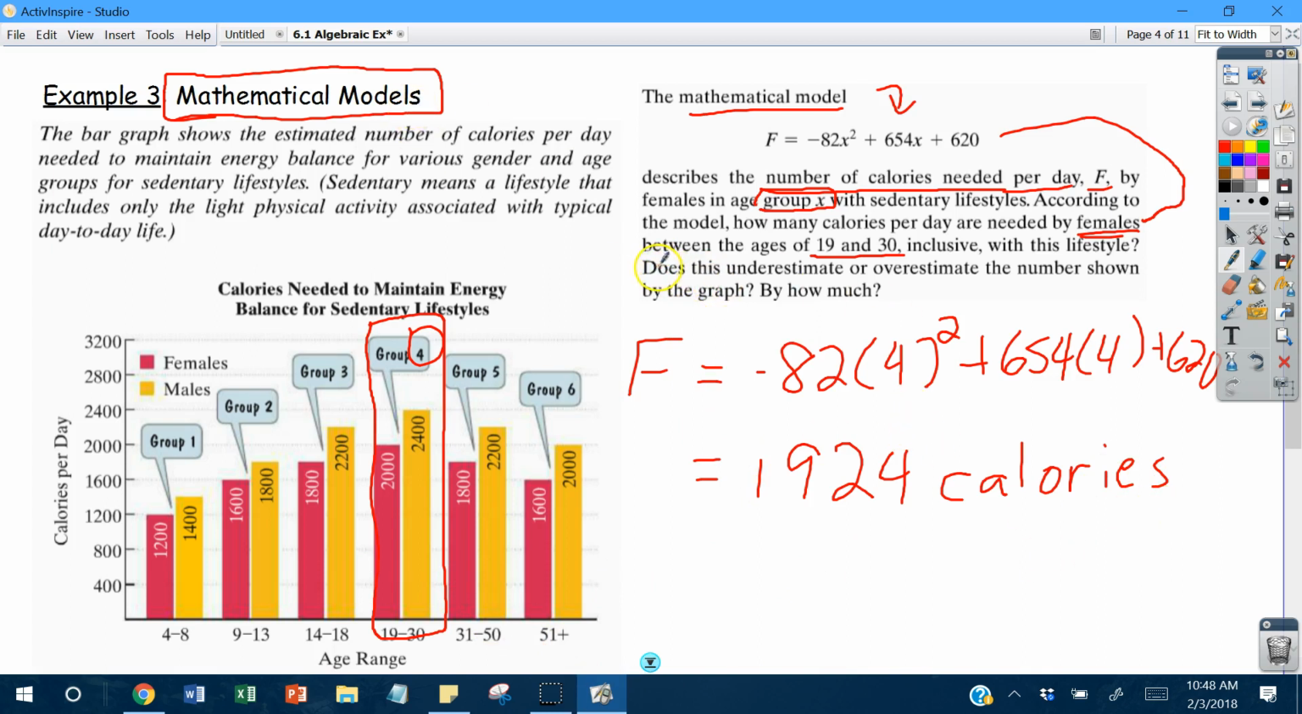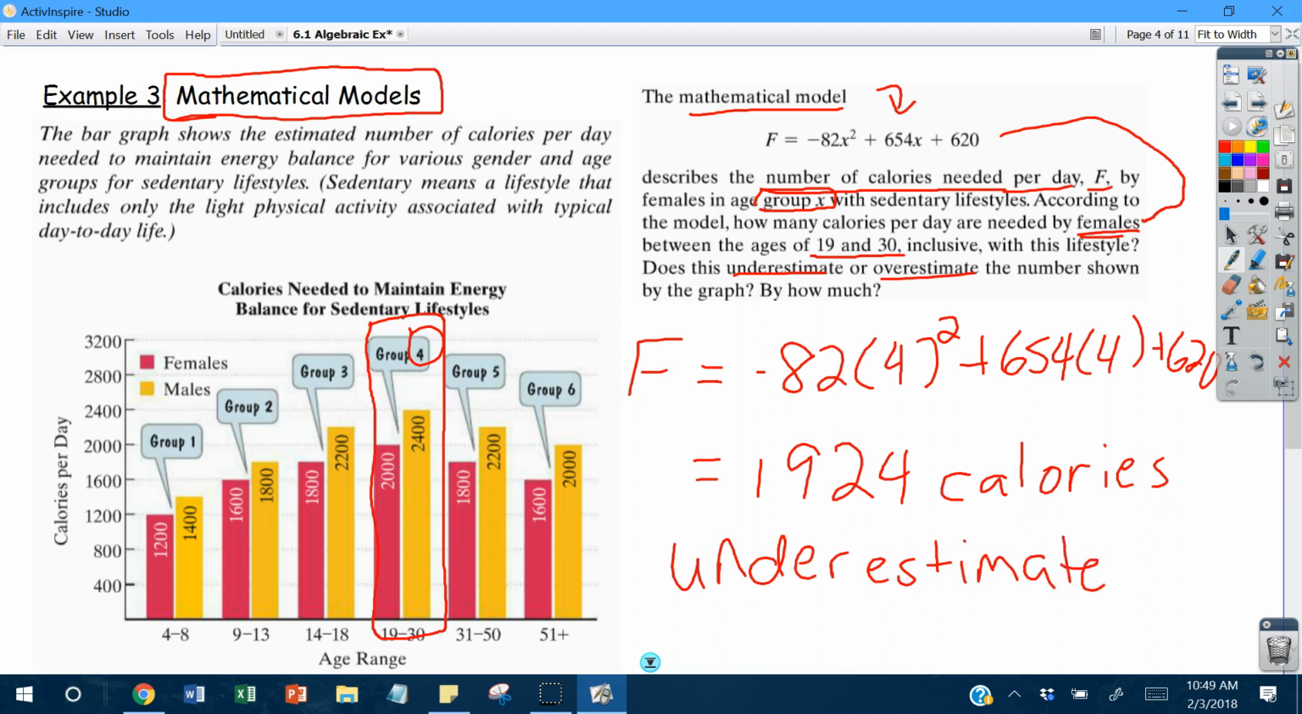So the question then is, does this model underestimate or overestimate the number shown by the graph? I think it's safe to say the number shown by the graph is precise, like this is what you need. And the model is going to estimate that because it's going to use a bunch of data and provide you with an estimate. So the question is, is this more or less than the number shown on the graph? Well, the number shown on the graph here is 2,000, which makes this an underestimate of what's on the graph.